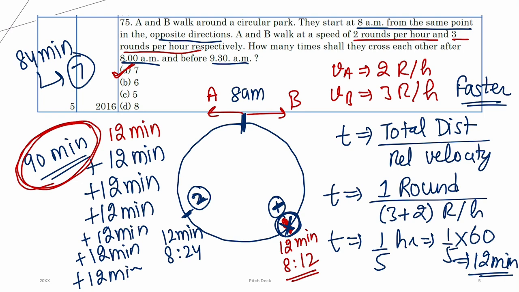Again, for circular tracks, if you go back to the notes theory video, this formula is already there. The time for them to meet for the first time is total distance divided by the relative velocity. The second time is again plus 12 minutes, the third time again plus 12 minutes, the fourth time again plus 12 minutes, and so on.